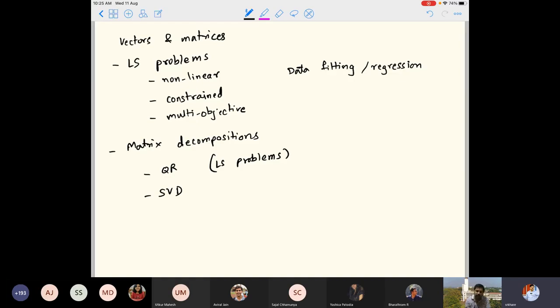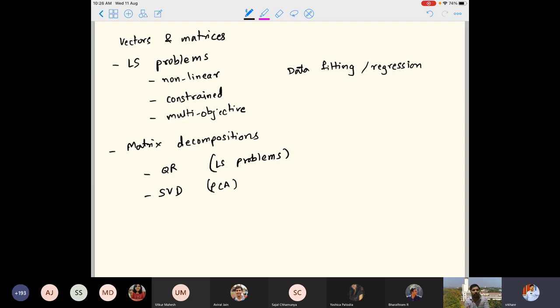Then there will be something which is called singular value decomposition. The singular value decomposition is an extremely important decomposition, and I think everybody knows what singular value decomposition is. It has a lot of applications in real life. One of the most important applications is PCA, principal component analysis. So we'll learn about principal component analysis, and we will see how SVD and PCA are related. That is an important thing that we will look at.